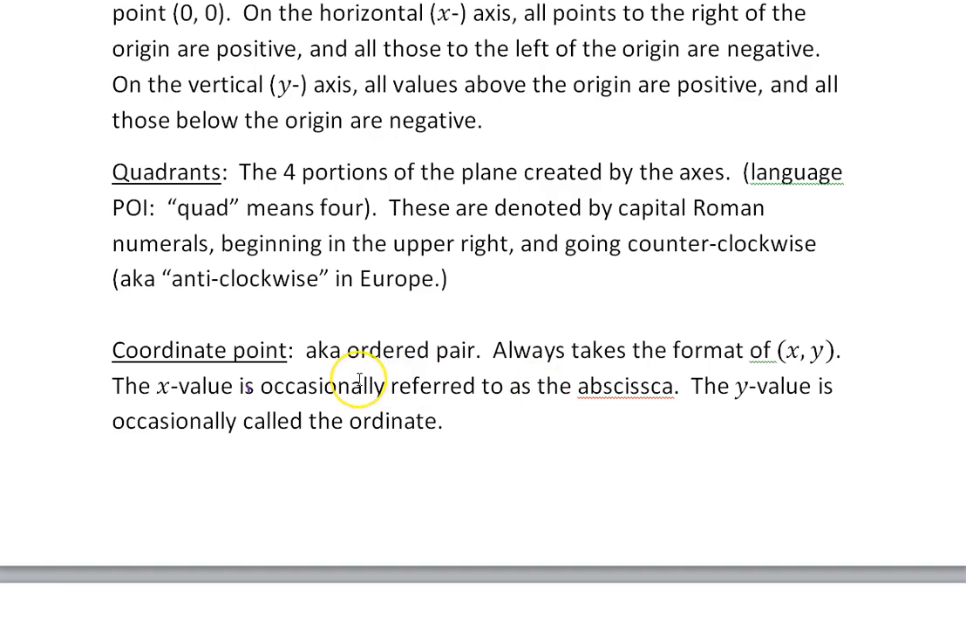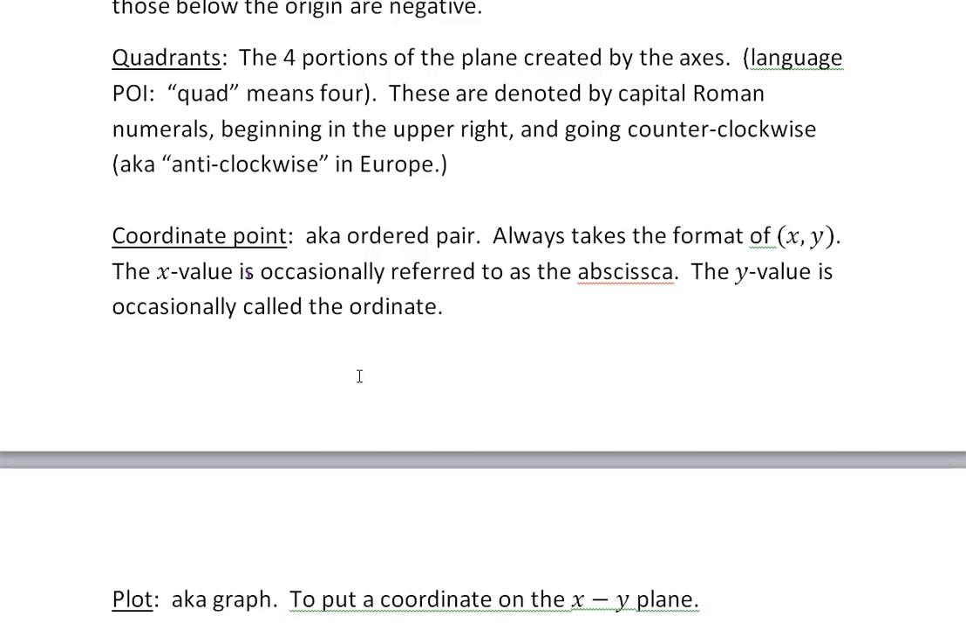All right, so the coordinate point, this is our ordered pair. This is knowing where we're going on the graph. We take the format of x, y. X is bossy. It always comes first. And like I said, it's bossy. It tells y what to do. So I would make certain that you are really solid that it's x, y, and which one is which.